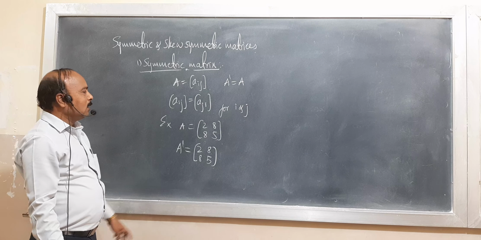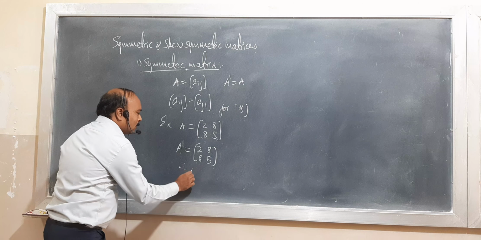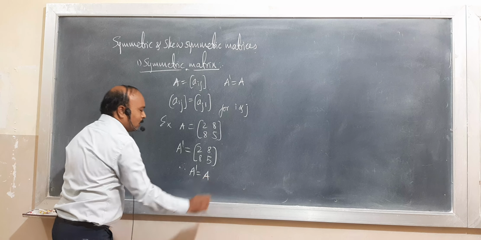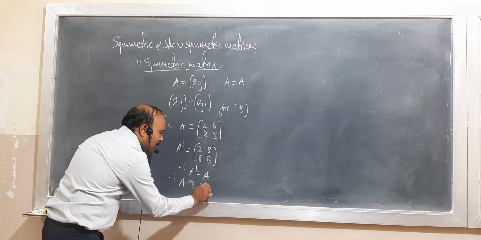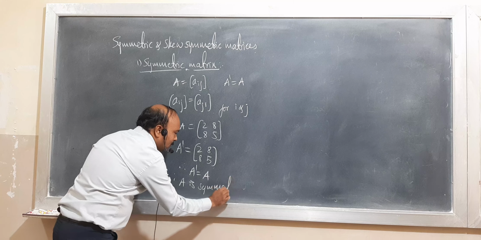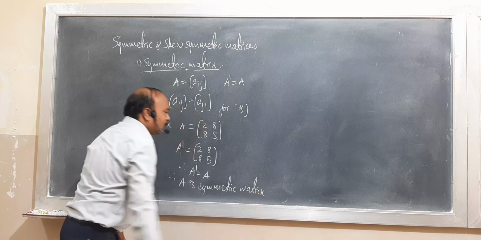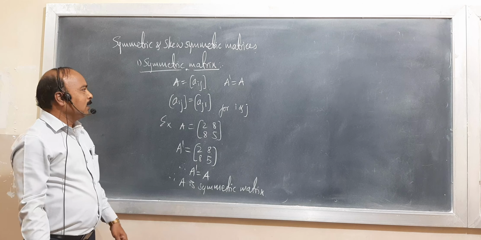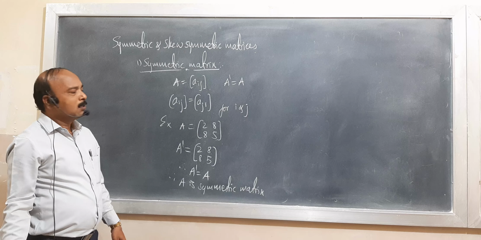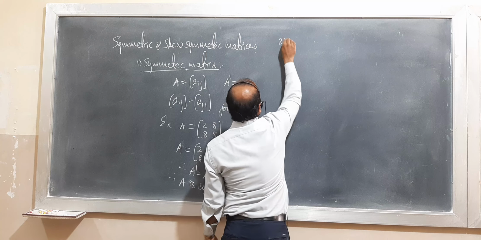Now we observe that A and A' are equal. Therefore, we say that A' equal to A. Therefore, here A is a symmetric matrix. Because here we observe that A' equal to A. The transpose of A is equal to A only. Next, we go for the skew symmetric matrix.